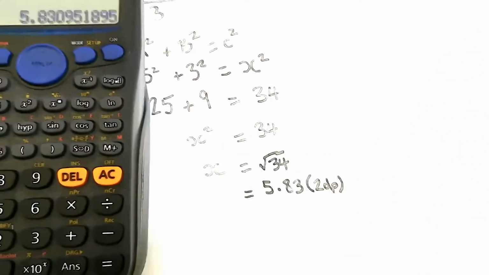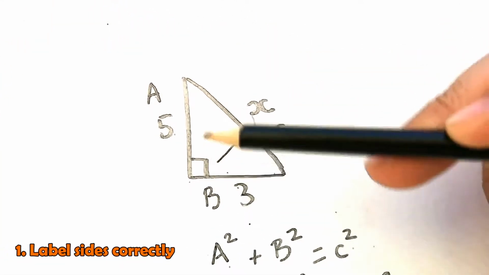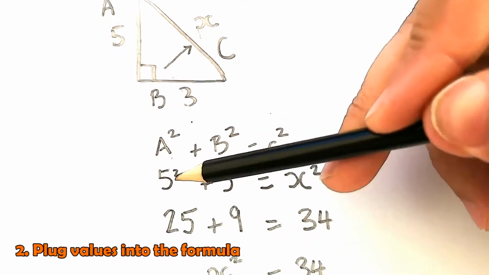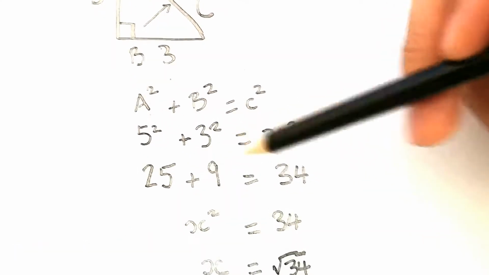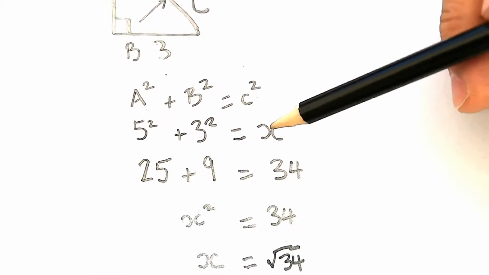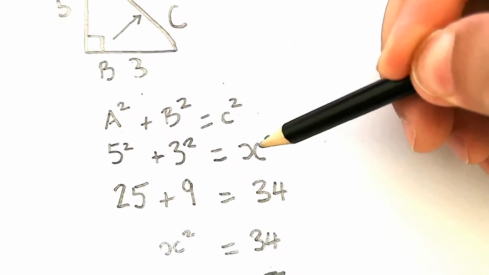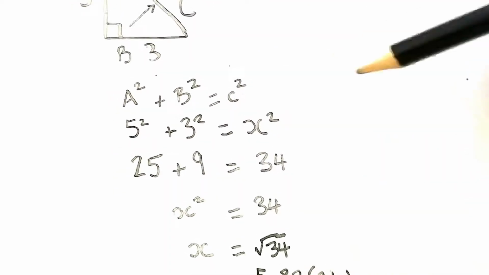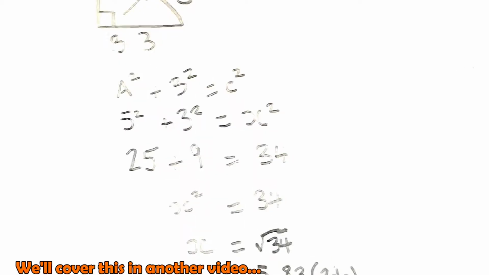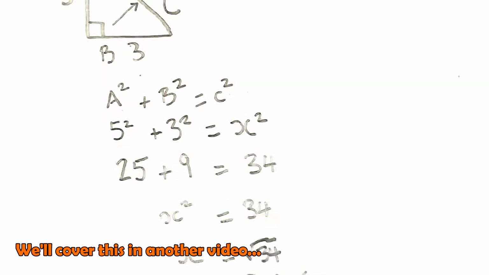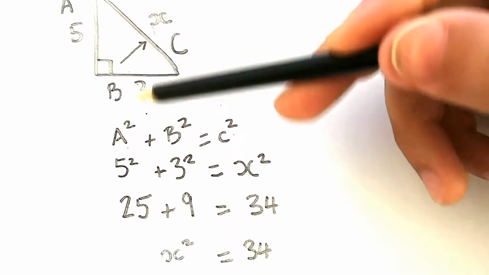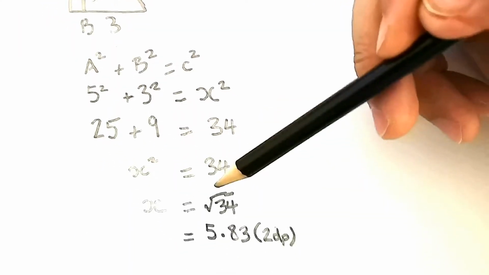Okay, so the most important thing, just to recap, is you need to label the sides correctly first, put it into the formula, and then when you've got that, you can work it out. Sometimes you'll have the value for the x, but you won't have this one, and then you have to rearrange the equation slightly until you find your missing number, your unknown. But in this case you just substituted it in, and it was as simple as square rooting the 34.